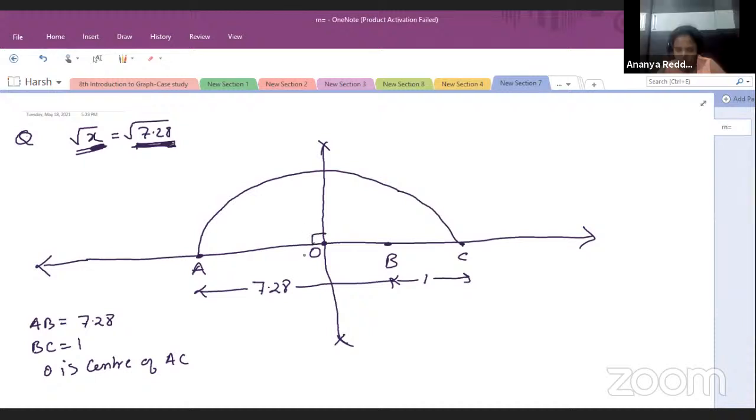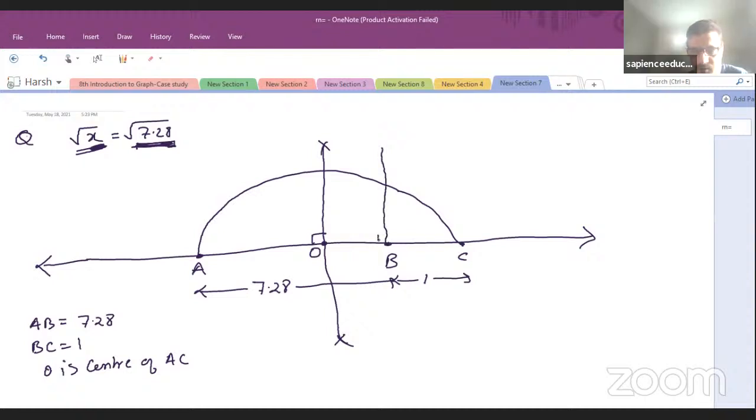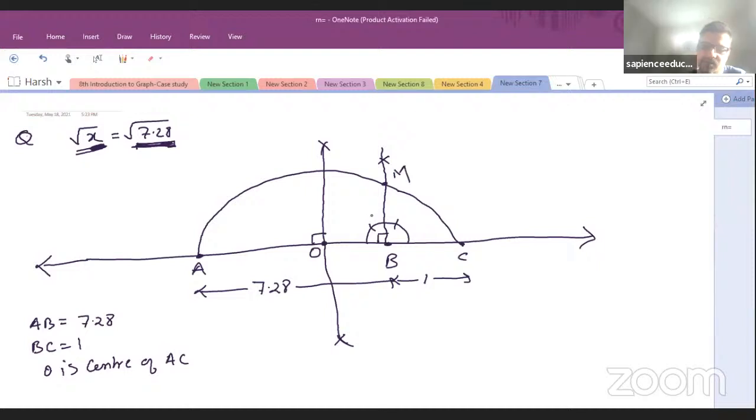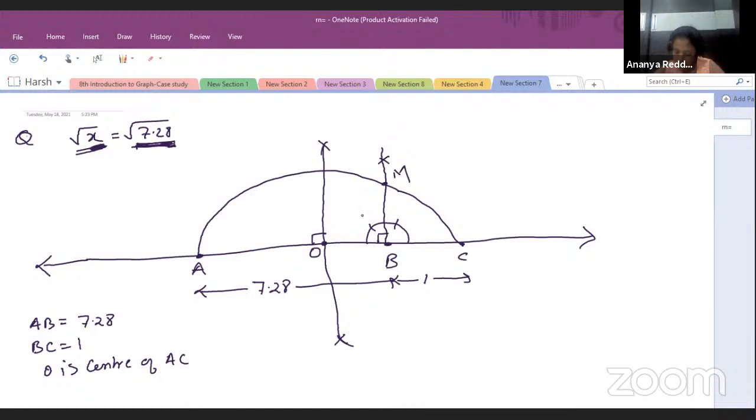Now we'll draw a perpendicular at point B. So we have drawn a perpendicular. You know how to do it, like this, cut. Correct? Yes. Okay. Which will touch at, let's suppose, point M. Correct? Yes, sir. Okay. Now, so now that is the length of root 7.28. Which one? Which one is under root 7.28? Point M.